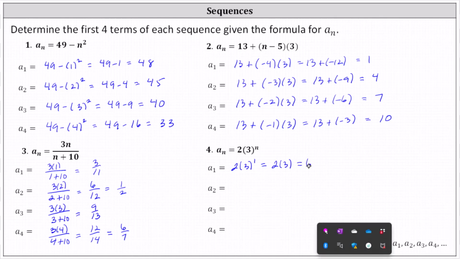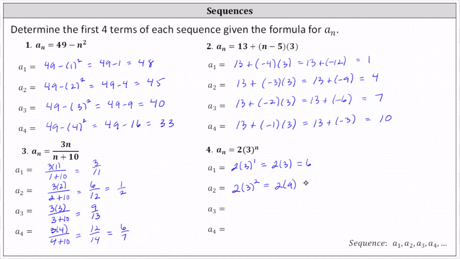To determine a sub 2, we substitute 2 for n. A sub 2 equals 2 times the square of 3. Square of 3 is 9, and 2 times 9 is 18. A sub 3 equals 2 times the cube of 3. The cube of 3 is equal to 3 times 3 times 3, or 27, and 2 times 27 equals 54.